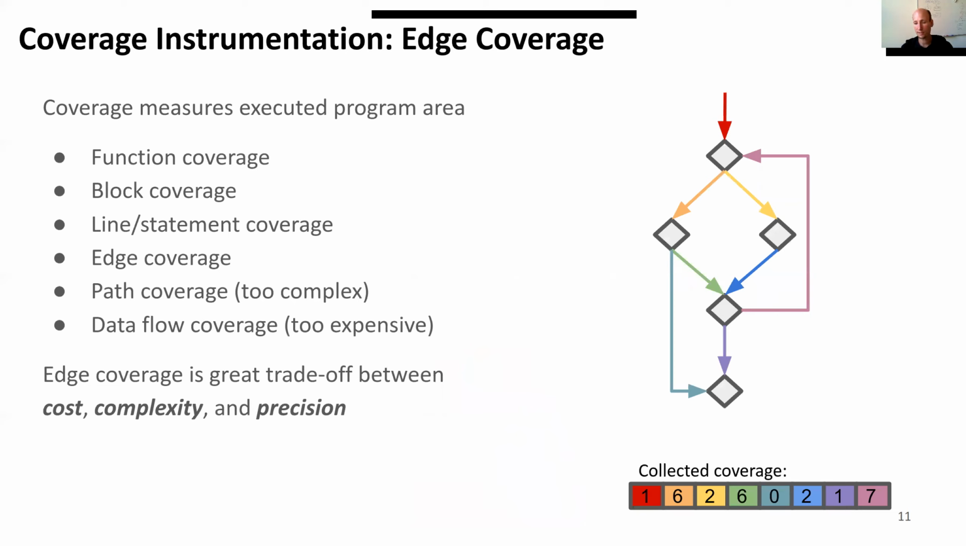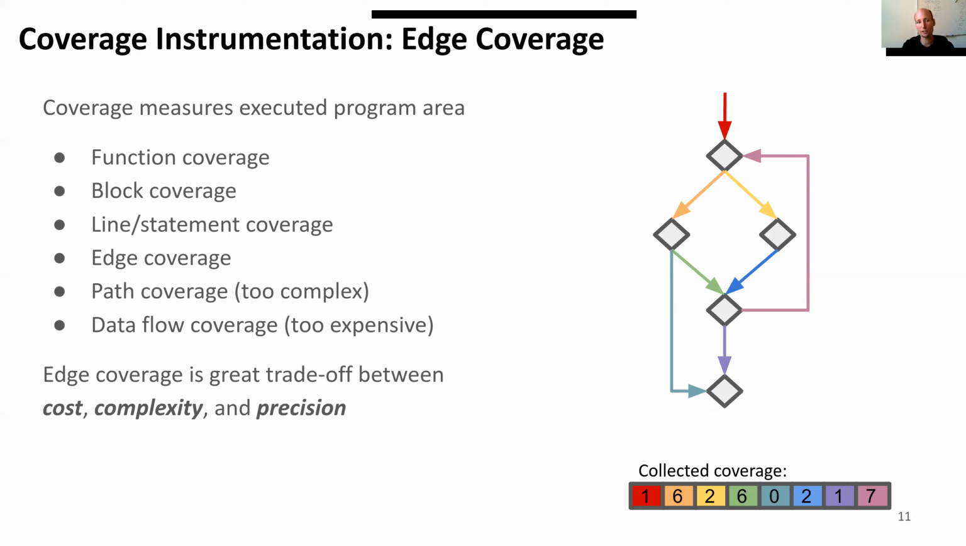Now, on the right-hand side, I'm showing a control flow graph that connects different kinds of basic blocks. As the program is executed, we may observe which transitions are happening from one basic block to the other. The coverage measures which parts of the program have been executed.